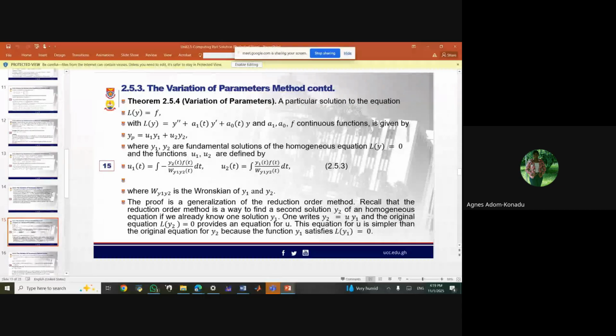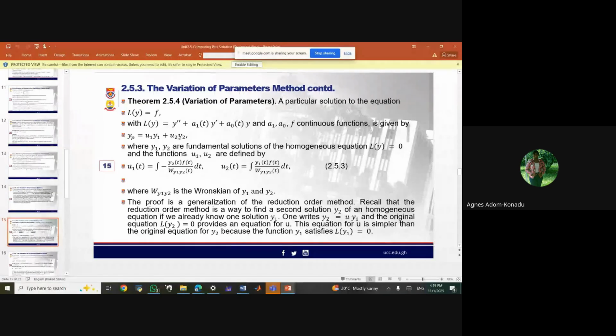So that's the variation of parameters. It says that a particular solution to the equation L[y] = f, where L[y] is a second order differential equation with A1, A0, f continuous functions, is given by y_p = u1 y1 + u2 y2. So this is my particular solution, where y1, y2 are fundamental solutions of the homogeneous part, and the functions u1, u2 are defined by this.